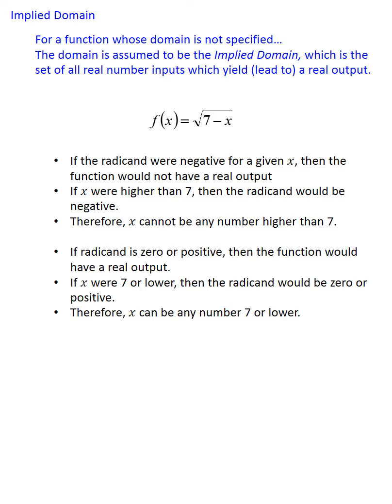Now notice, I didn't apply a mathematical procedure here. I simply thought through what numbers x could and couldn't be, and I've now come to the conclusion that the domain, or the possible inputs, is the set of all x such that x is less than or equal to 7. By the way, it's very common to write this using interval notation, which would be negative infinity through 7.